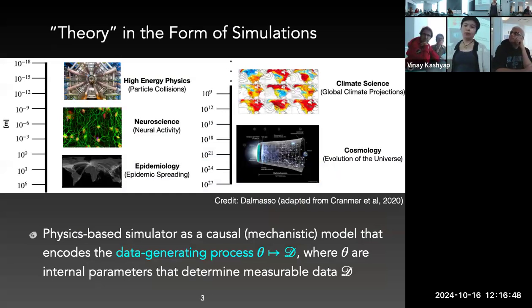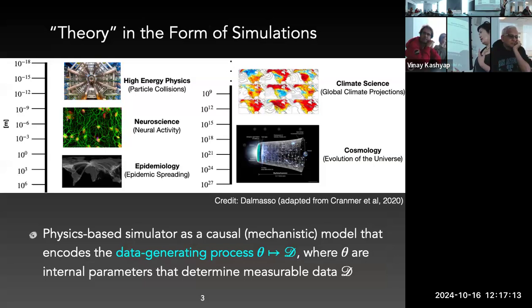For many complex phenomena, the theory is often in the form of simulations. You can think of your physics-based simulator as a causal model that encodes the data generating process from the underlying parameters of interest to your observable data. So the direction again is important: the data generating process goes from theta to your data.